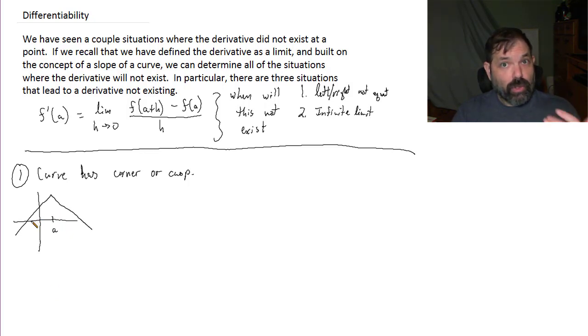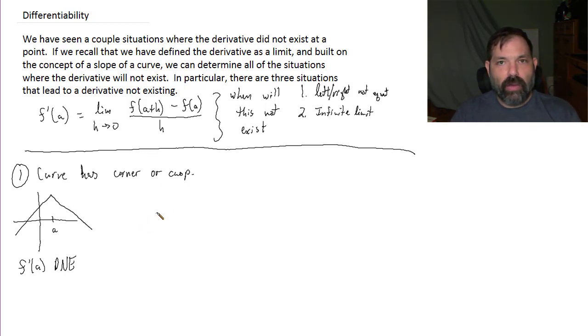Notice that if we looked at the slopes on the left of a, they would be positive, and the slopes on the right of a would be negative, and there would be an immediate change from left to right. This would be a situation where f prime of a does not exist. That's what we mean by a corner. There's a sharp change in the slopes to the left and right of a.